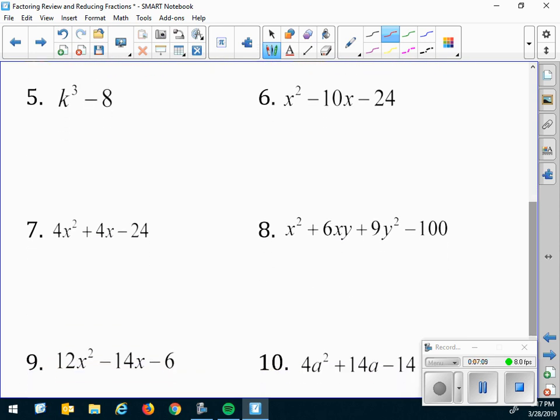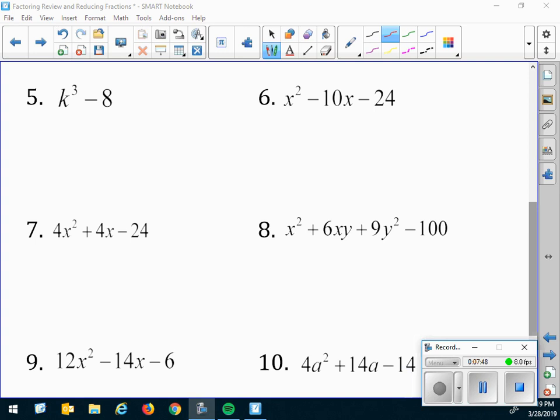You may need to go back into the factoring unit. Go back into your factoring table of contents, please. Go to page 3. Look for perfect square term factoring.